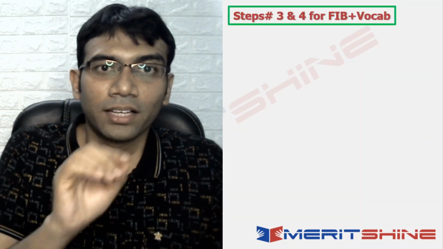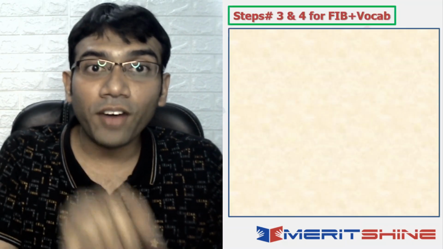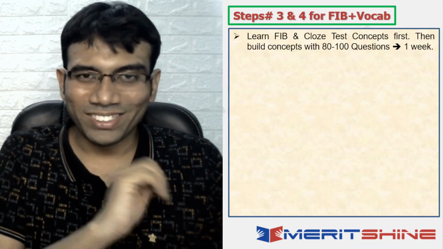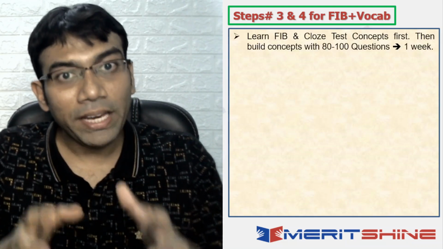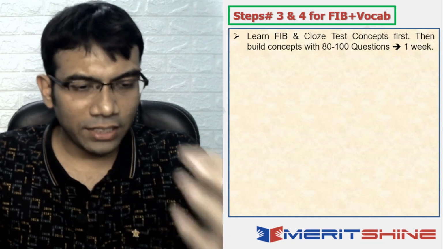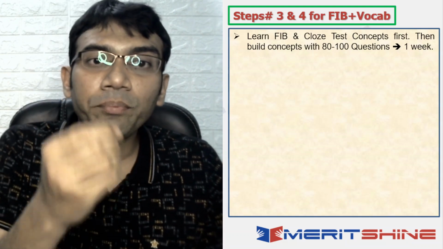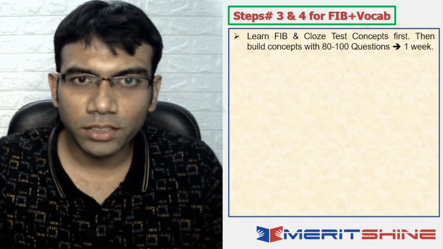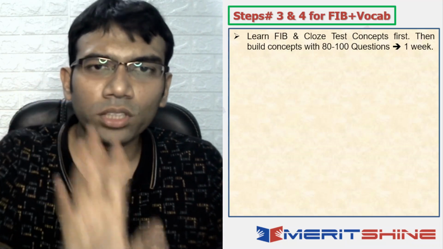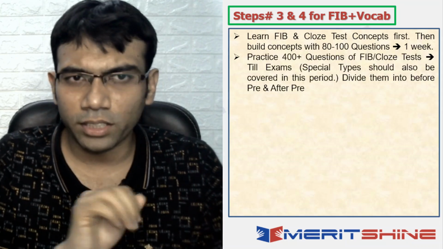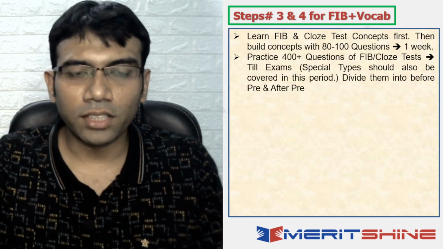Now, step number 3 and 4 for FIB and vocab. First, learn FIB and cloze test concept first. Fill in the blanks and cloze test concepts are related, learn them first and then build concepts with 80 to 100 questions. This should take you not more than 1 week, at the max 2 weeks, not more than that, with other things obviously.